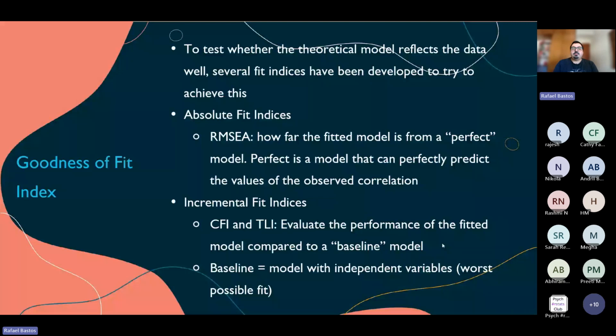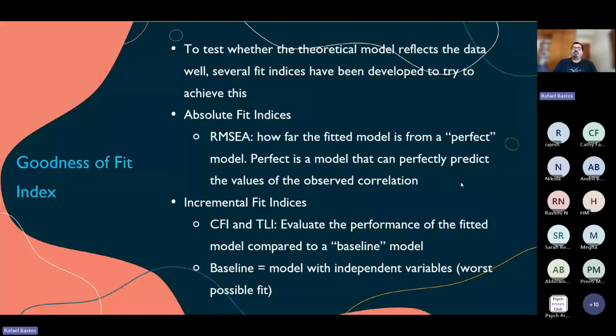So there are basically two main types of fit indices that we work with nowadays. There are the absolute fit indices, where you have the RMSEA. The RMSEA sees how far the fitted model is from a perfect model. A perfect model is one that can perfectly predict the values of the observed correlation. And incremental fit indices such as CFI and TLI evaluate the performance of the fitted model compared to a baseline model, where the baseline model is the model where the variables are independent. So we have the worst possible fit.